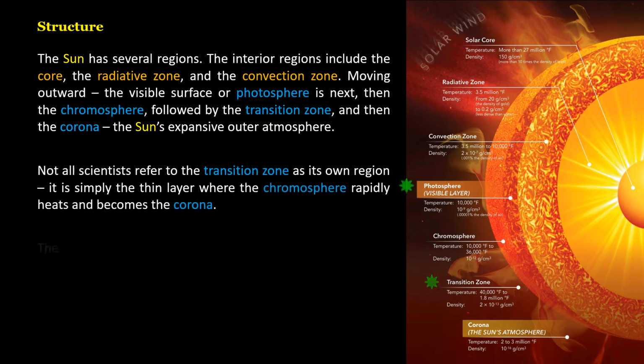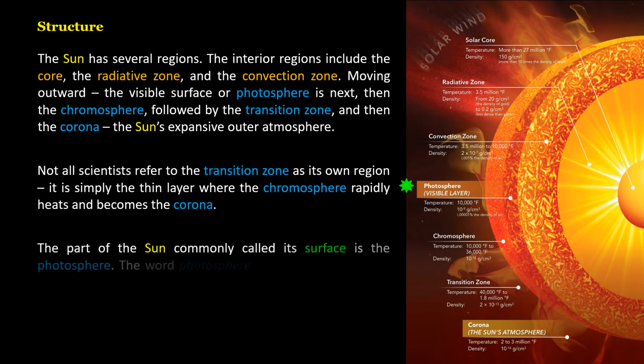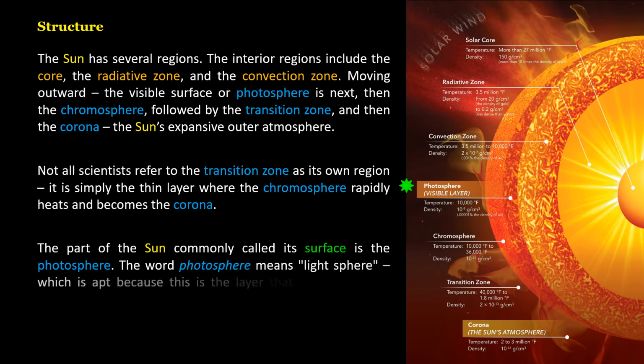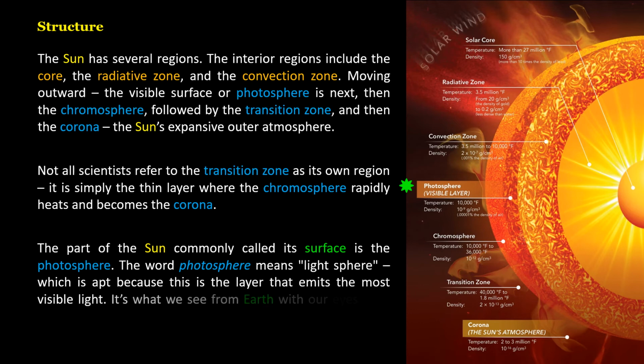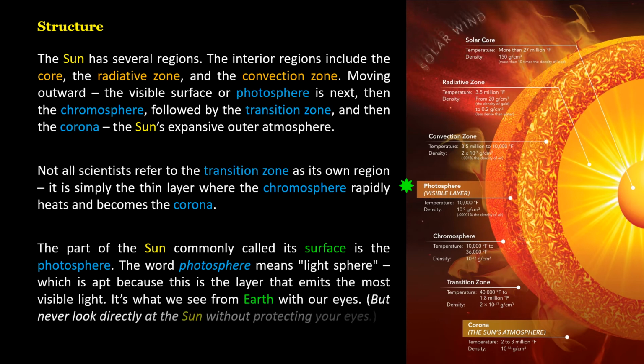The part of the sun commonly called its surface is the photosphere. The word photosphere means light sphere, which is apt because this is the layer that emits the most visible light. It's what we see from Earth with our eyes. But never look directly at the sun without protecting your eyes.